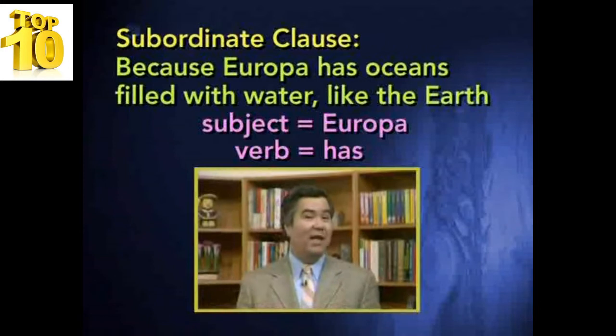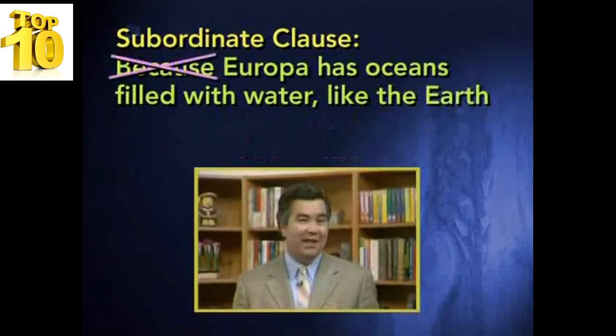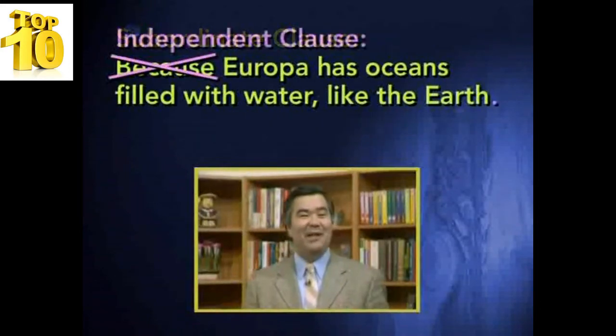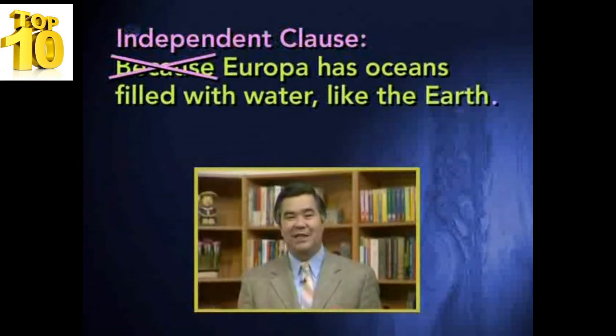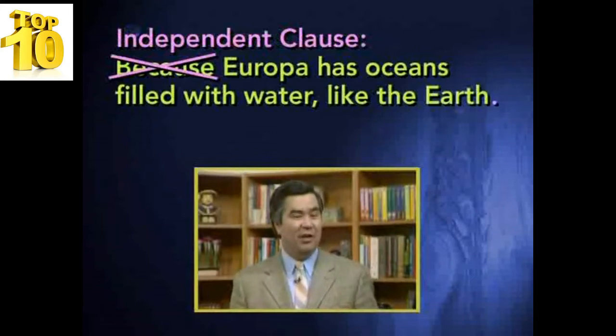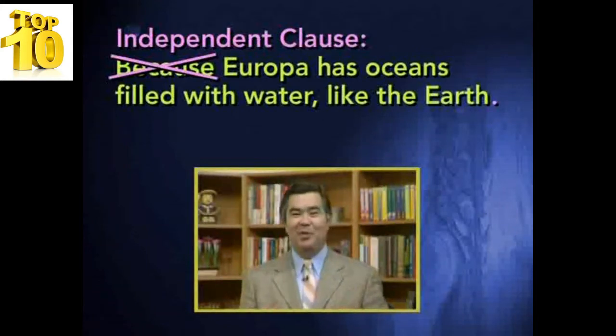If you were to take away that subordinating conjunction, the sentence would become an independent clause. It could stand alone as a sentence. The sentence would then say, Europa has oceans filled with water like the earth. Now that sounds like a complete thought.